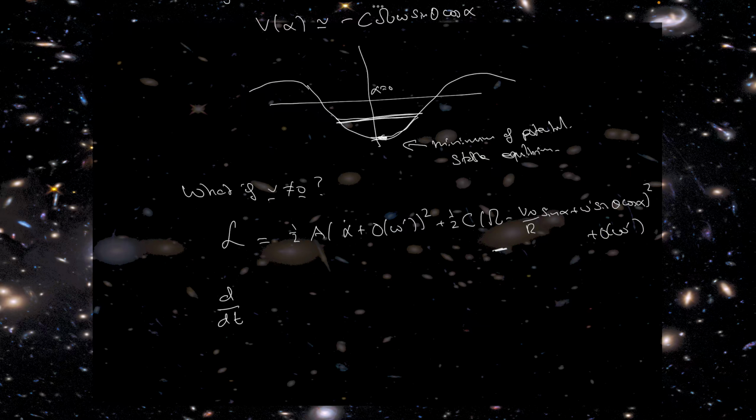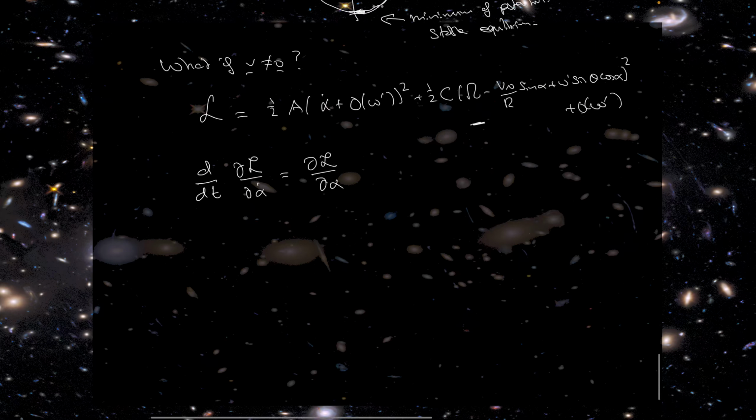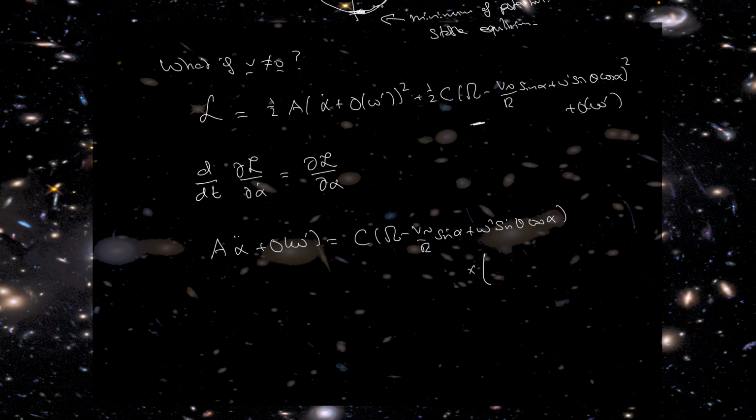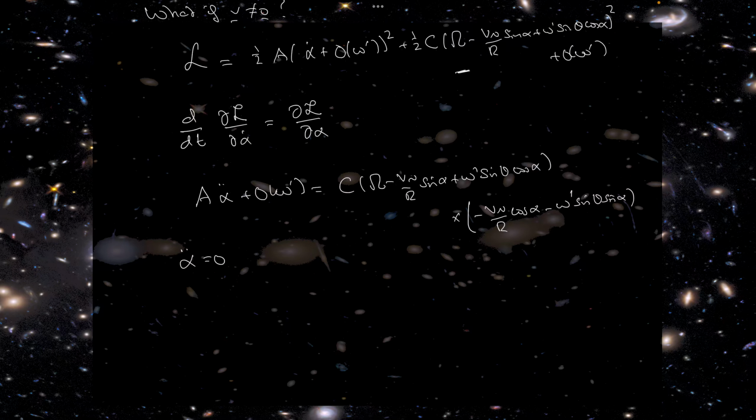Lagrange's equation of d by dt dL by d alpha dot is dL by d alpha. So we're going to get a alpha double dot plus order omega prime terms is equal to c Omega minus Vn over r sine alpha plus omega prime sine theta cos alpha, times minus Vn over r cos alpha minus omega prime sine theta sine alpha. And we're interested in solutions where alpha double dot is 0. We know that this term here is approximately Omega. So this is very large, so therefore this thing must be very small.